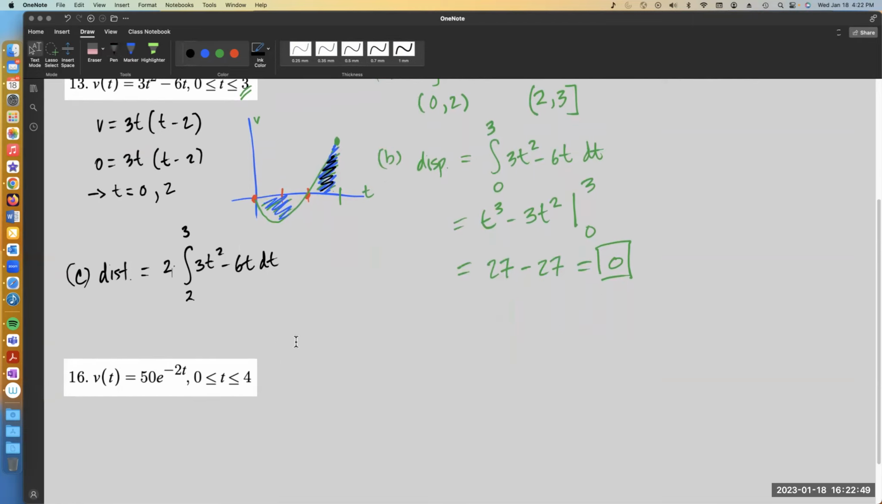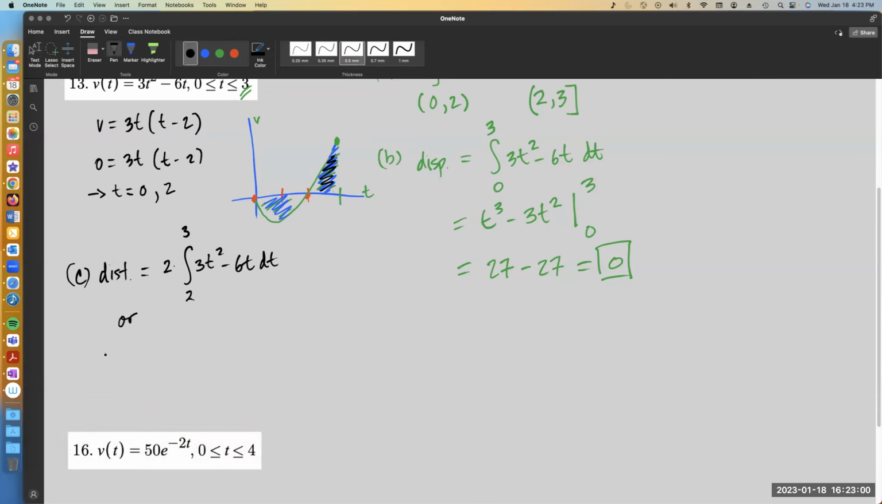So let's just, for grins, notice that we could also do this in another way. We could also say the distance is, if I integrate from 0 to 2 the velocity function, what kind of number is that going to give us? Negative. So instead of multiplying by 2, we're going to multiply by -2. Yeah. So that's another way.